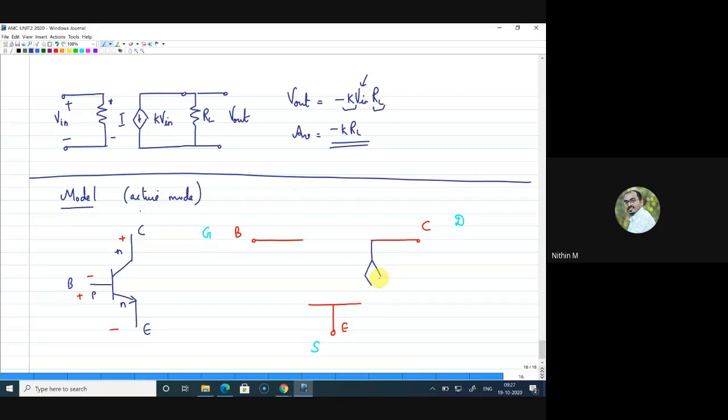Now I will use this dependent current source symbol itself. And what is this current? This current is actually Is into e to the power of VBE by Vt. So far I am not representing the small signal model. I will talk about the small signal model a little later. Now this is a generic model. So that I understand. Now, how can I best represent the emitter base junction?